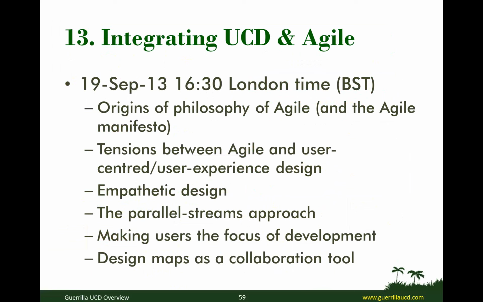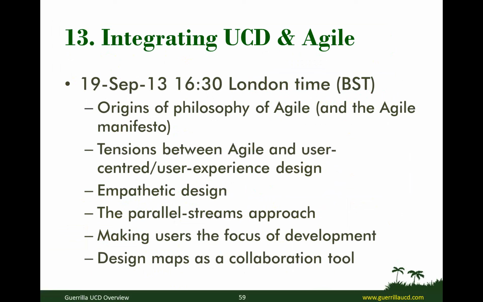Session 13 is about integrating these approaches, and we look at some of the background of the philosophy of Agile, the Agile Manifesto, and some of the inherent tensions that the manifesto and our traditional approach to UCD and user experience design actually creates. So some of the friction points and what we need to do about those. We'll be looking again at this issue that I mentioned of empathetic design and how we can actually make our development teams more aware of the limitations and needs of users. We'll be looking at the parallel streams approach, which is now quite common in organizations who are doing user experience design within Agile, and addressing some of the changes that we need to make in order to have users as the focus of development.